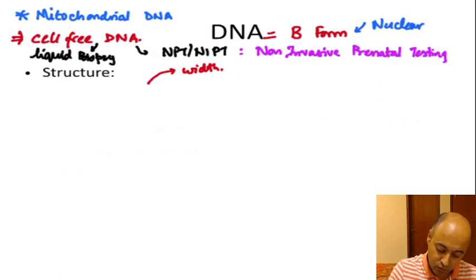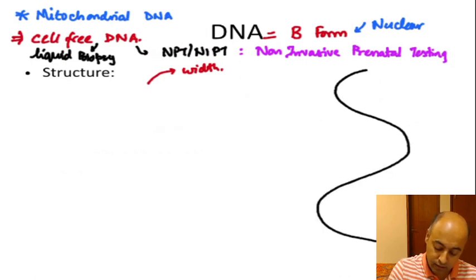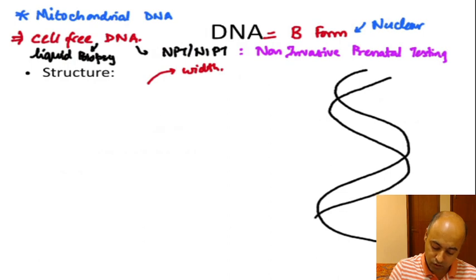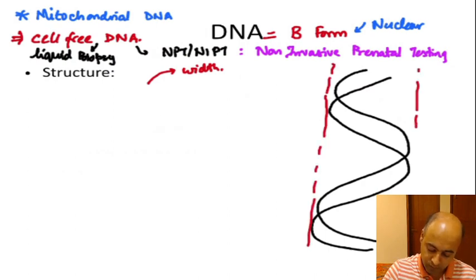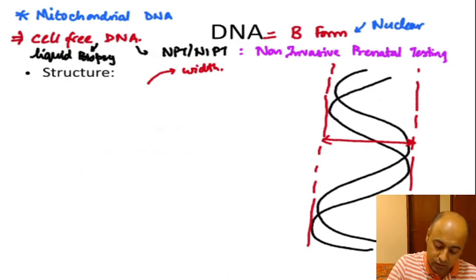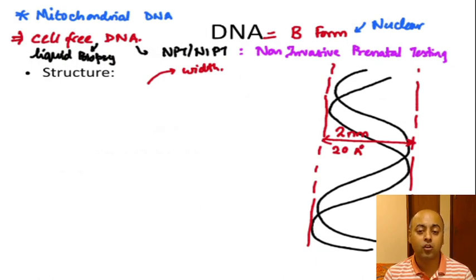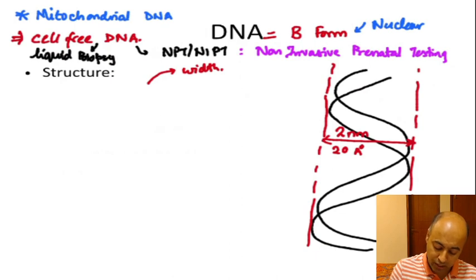I'm sure all of you know that the DNA is a double-stranded molecule, right? It is a double-stranded molecule, which you can see like this. In this structure, we have to identify two things. One is the width of the helix. Here you have to remember the width of the helix is 2 nanometer. If you're using the unit of angstrom, the answer will be 20. The width of the helix is 2 nanometer or 20 angstrom.